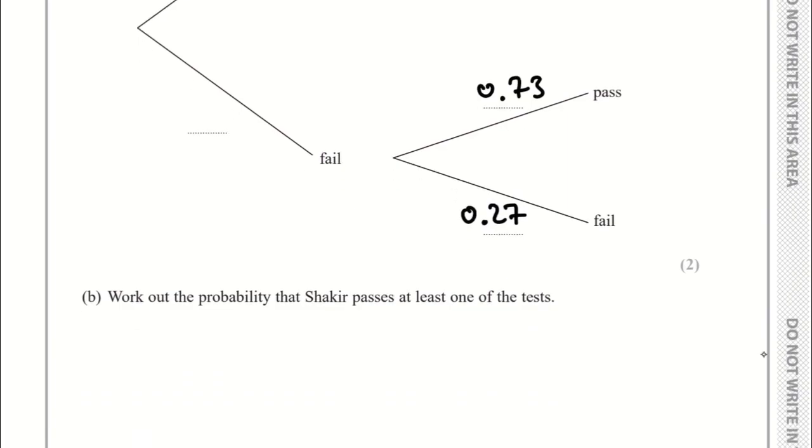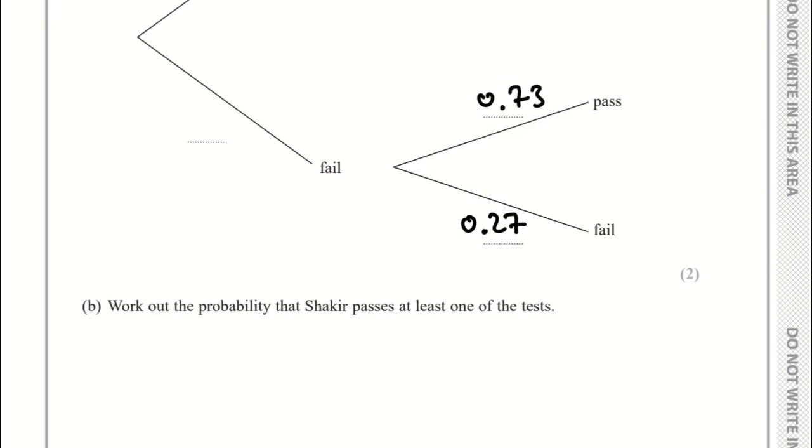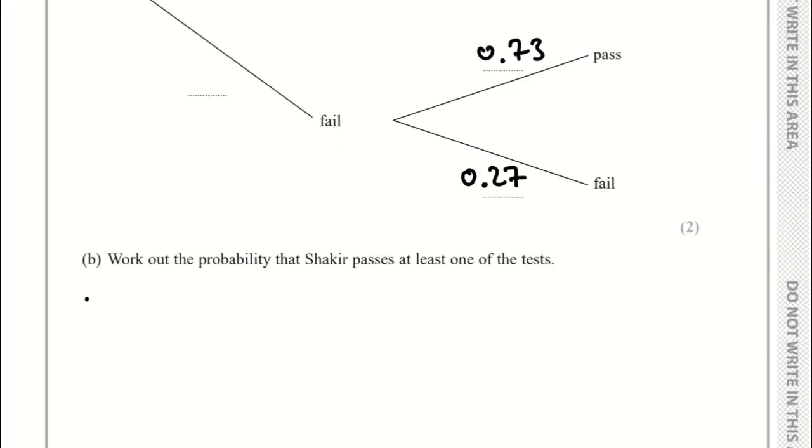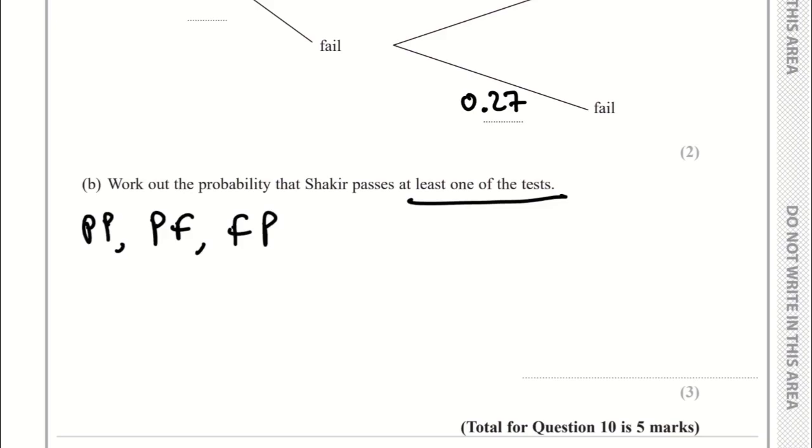The second part says, work out the probability that Shaka passes at least one of the tests. So what does that mean? It's either he passes the first and the second, or he passes the first and fails the second, or he fails the first and passes the second. These are the probabilities you're going to have. But there's an easier way of doing this. If you want to get the probability that he will pass at least one, we are to rule out the probability that he will fail the two tests. So let's get the probability that he will fail the two tests.